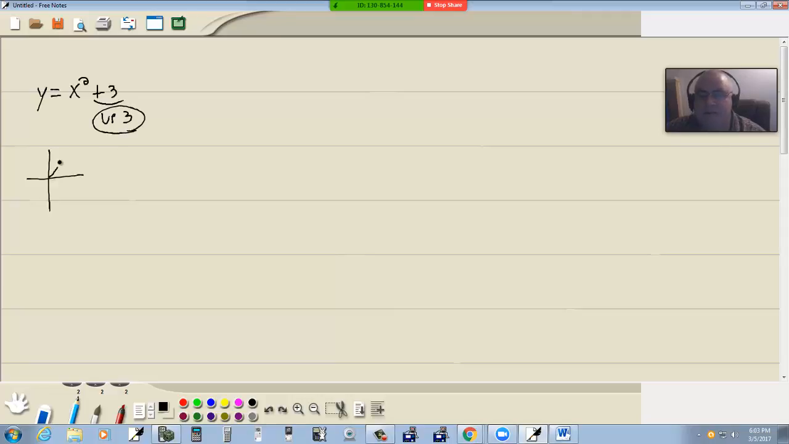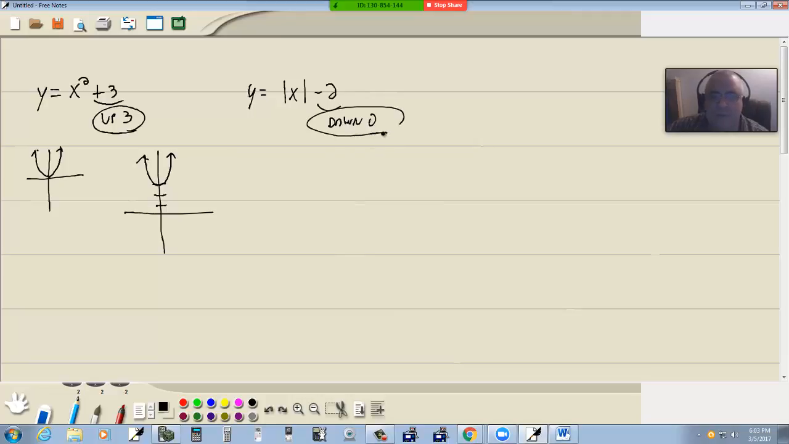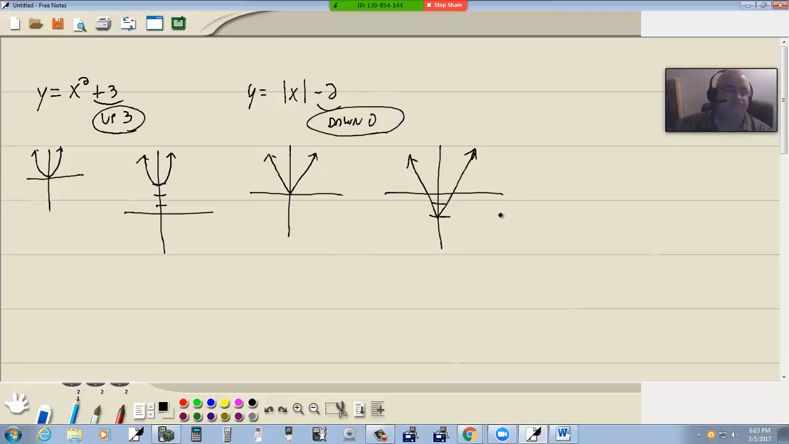Now if I look at my basic graph, it was our U-shaped graph. It still looks exactly the same. It just shifted up 3 units now. So it'd look like that. Now on the same lines, if I have a minus at the end, if positive was up 3, then this is going to be down 2. Now the absolute value is our V-shaped graph, remember? It's still going to look like the V-shaped graph, it's just shifted down 2 units. So it'd look like that. Now that's our up or down. That's our vertical shift.